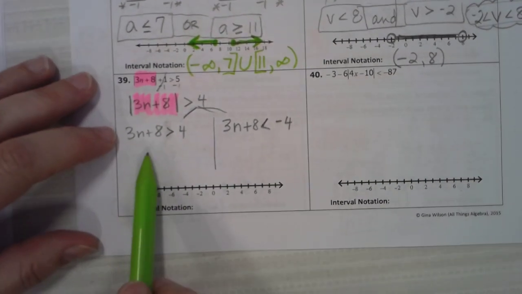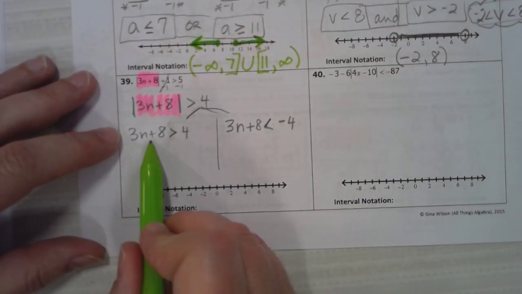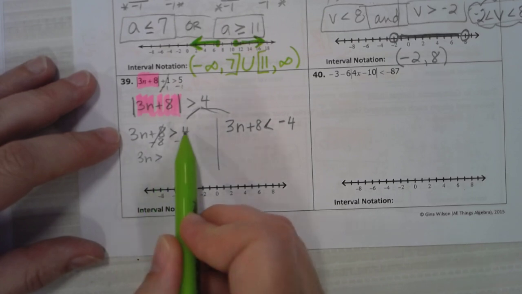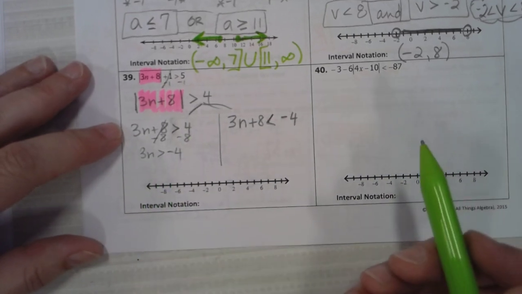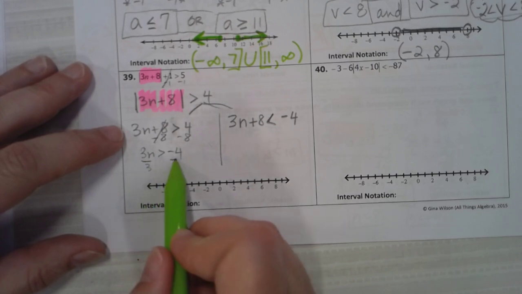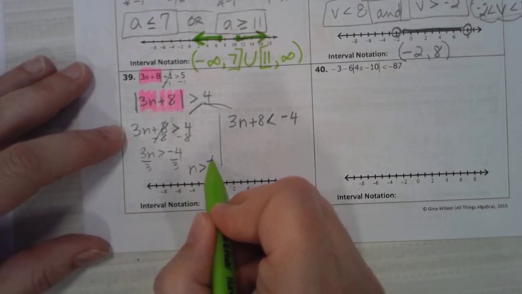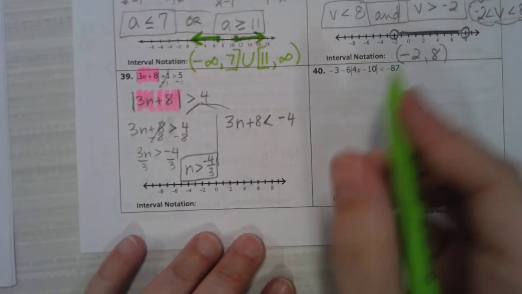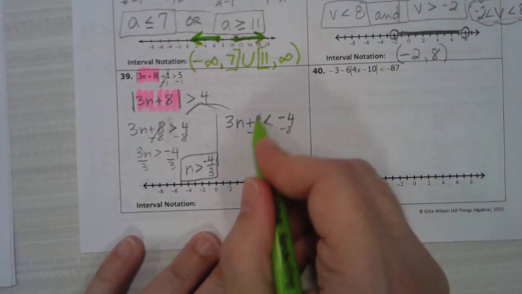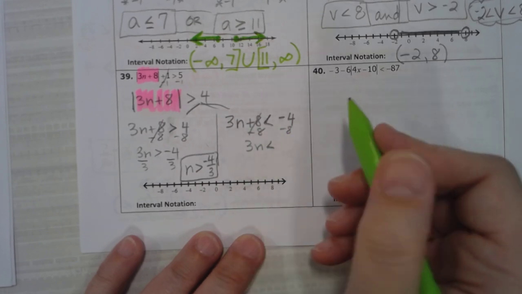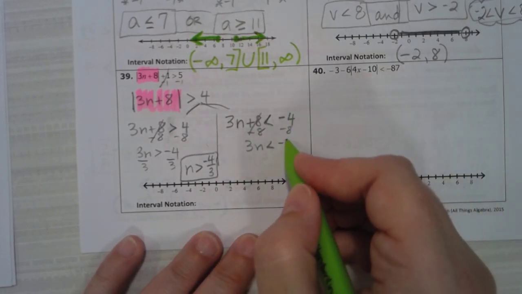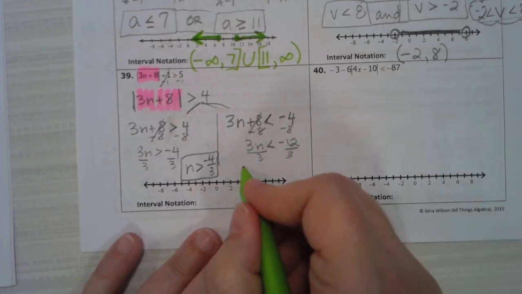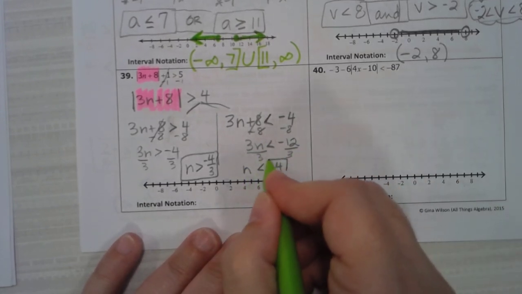Okay. So to get the n by itself, get rid of the +8 by taking away 8. 3n is greater than -4. Divide by 3. N is greater than -4/3. Take away 8. 3n is less than -12. -4 take away 8. Divide by 3. Not dividing by a negative. Leave all our signs alone.